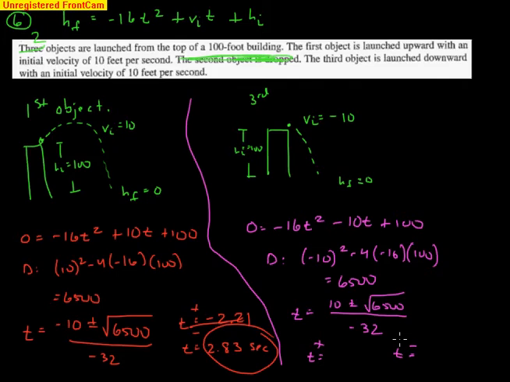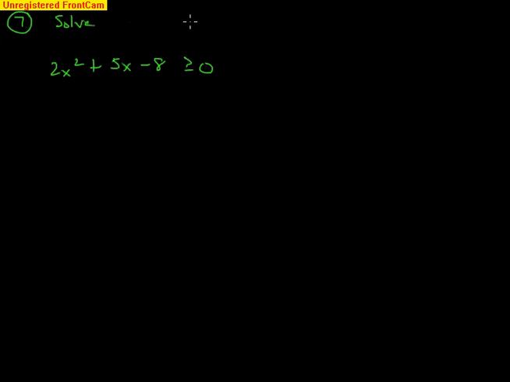So my minus answer is 2.21. And my plus answer is negative 2.83. So I take away the minus, and I keep the plus, 2.21. And you see that it gets there a little bit faster than the other object. All right. So that's the initial velocity equation. Draw a picture. Okay, so the last problem we'll do here is an inequality problem, okay?